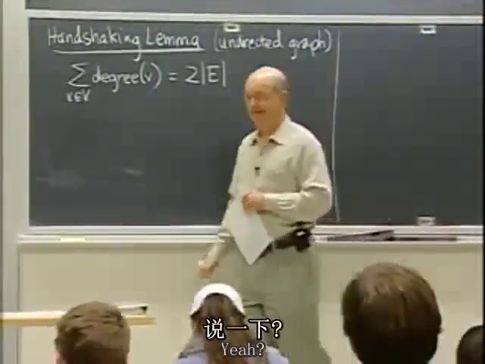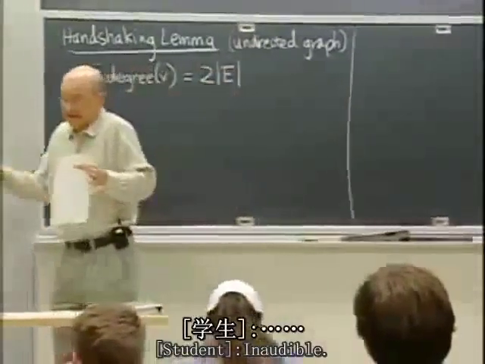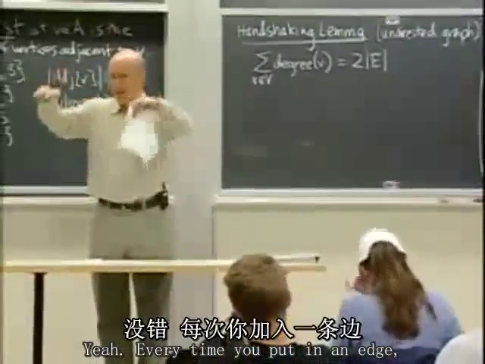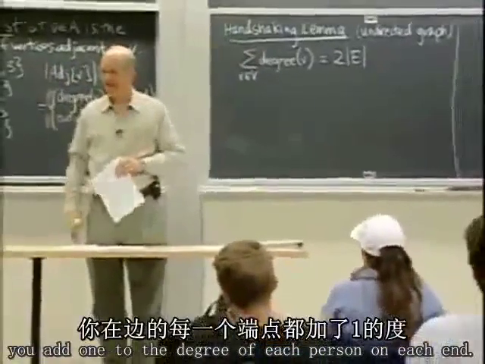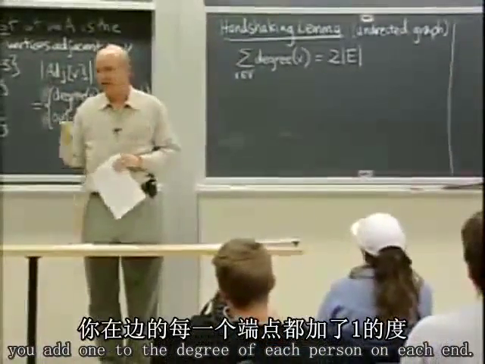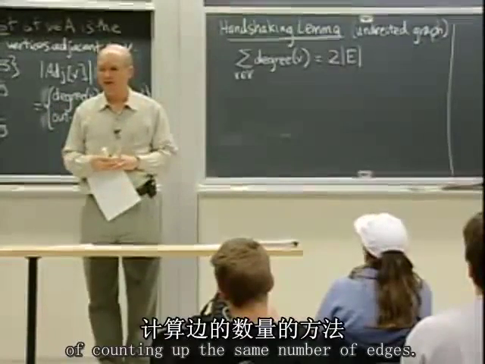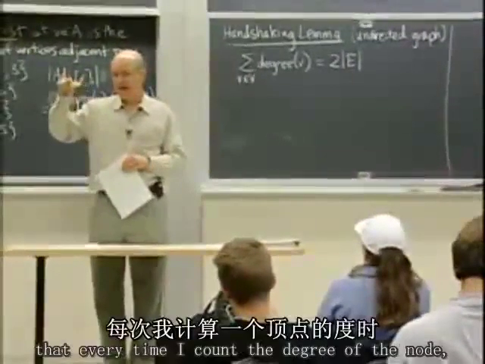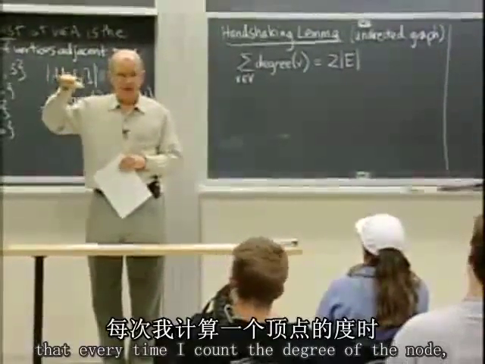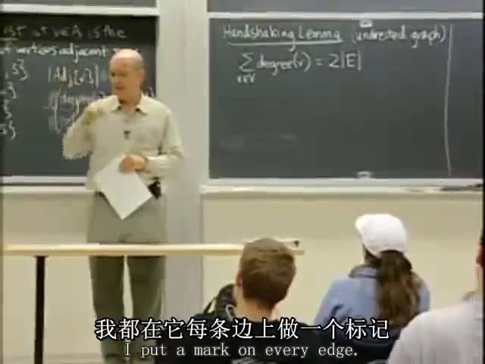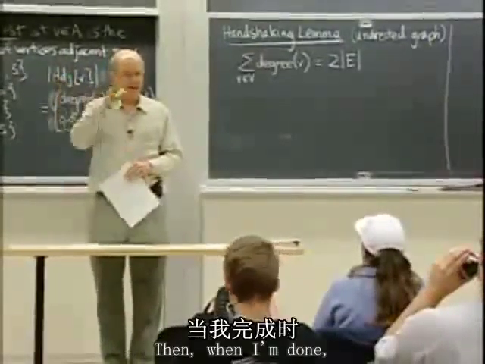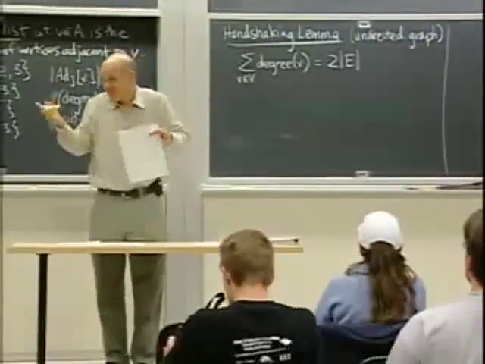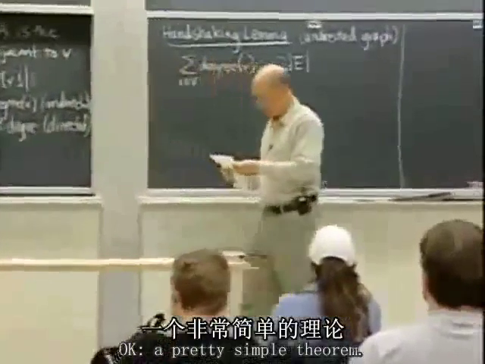Yeah? For every connection, there are two nodes, but one edge. Every time you put in an edge, you add one to the degree of each person on each end. So it's just two different ways of counting up the number of edges. Okay, if you imagine that every time I count the degree of a node, I put a mark on every edge, then when I'm done, every edge has two marks on it, one for each end. Okay, pretty simple theorem. Okay?